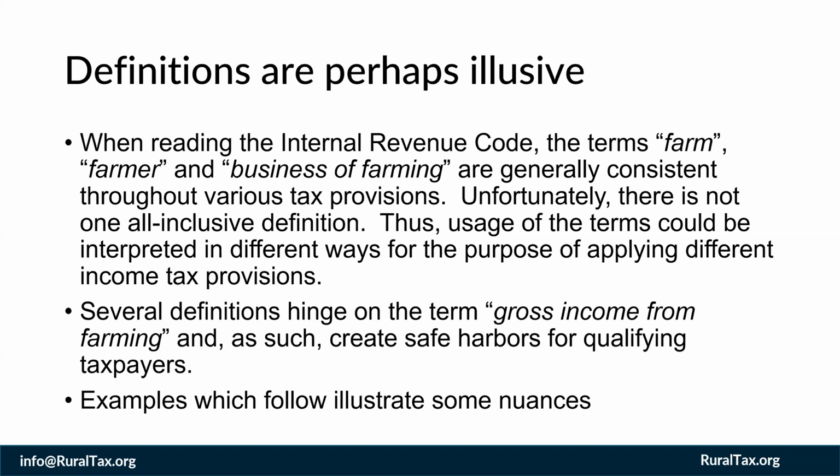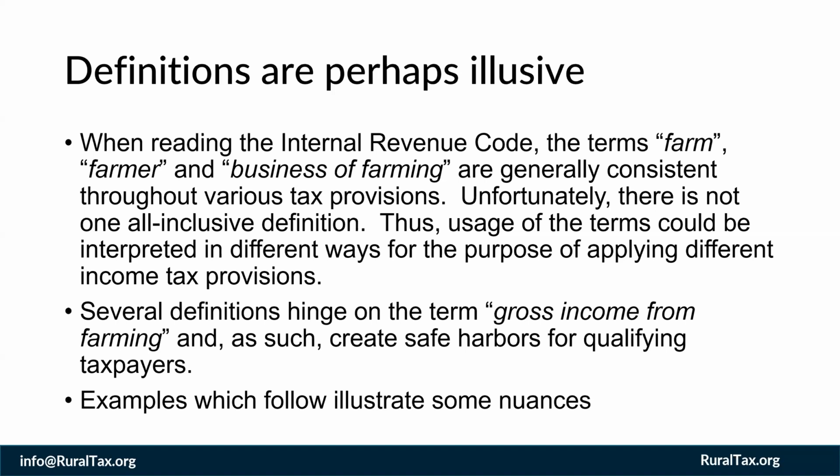So the usage of the terms could be interpreted in different ways for the purposes of applying different income tax provisions. And then the next bullet is that there are several definitions that hinge on the term gross income from farming. And as such, this is what's creating the safe harbor for qualifying taxpayers. Unfortunately, sometimes when we look at gross income, it's referenced to Form 1040. And then further, it's referenced to adjusted gross income, which then leads to, oh, what we need to do is look at net income. Other places, it is gross income, so we don't look to 1040 per se.